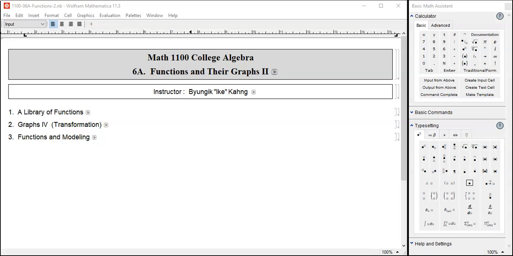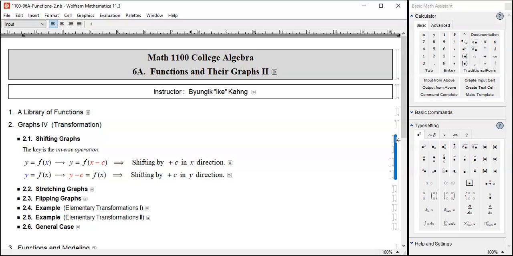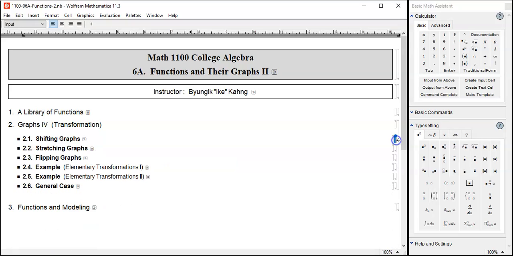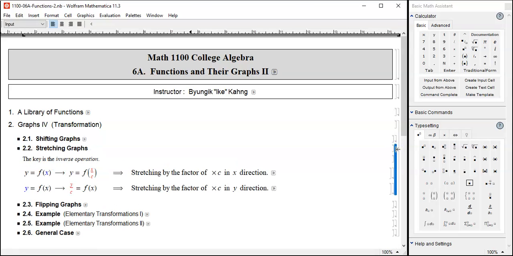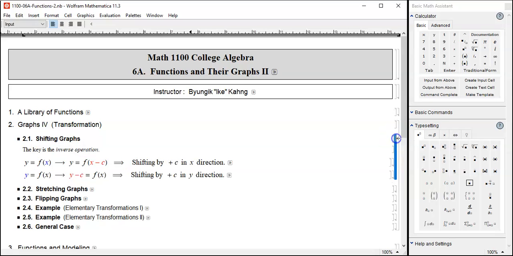Hello students, welcome back. Now let's go to section 2, transformations of graphs. We have to focus upon three types of transformations. One is shifting in x direction and y direction, and then stretching again in x direction and y direction, and finally flipping as usual in x direction and in y direction. Let's do the shifting first.